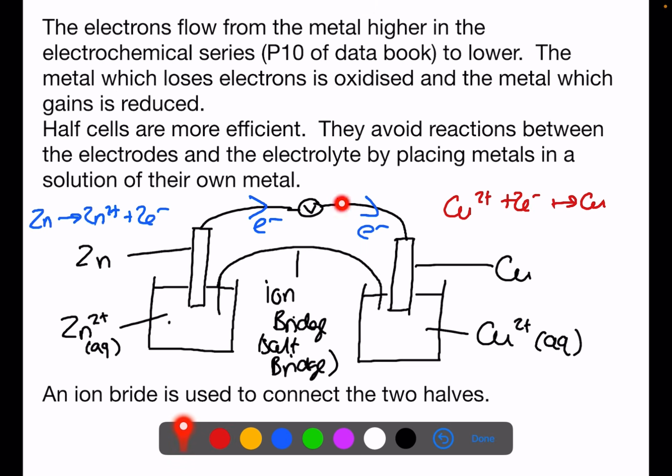So in this case, the electrons will go to the electrode. The copper 2+ ions in the solution will migrate up to the electrode, pick up 2 electrons and form copper metal on the surface of the electrode. So the zinc electrode will start to get smaller, the copper electrode will start to get bigger. As this happens, the copper 2+ solution, which will be blue, will start to lose its colour as the copper 2+ ions are used up, and the counter ions, so something like nitrate or sulfate, will move across the ion bridge to balance any charges.